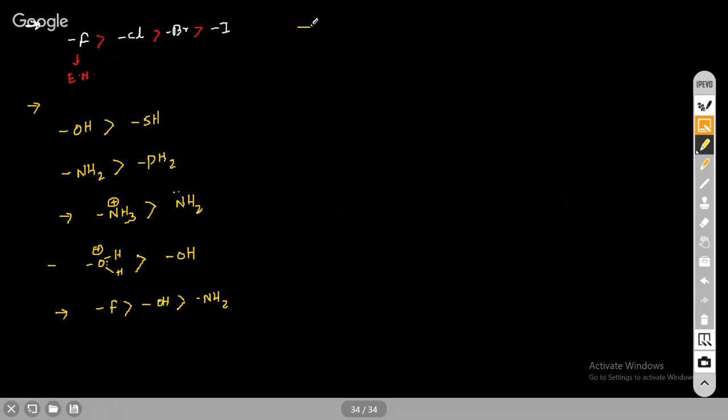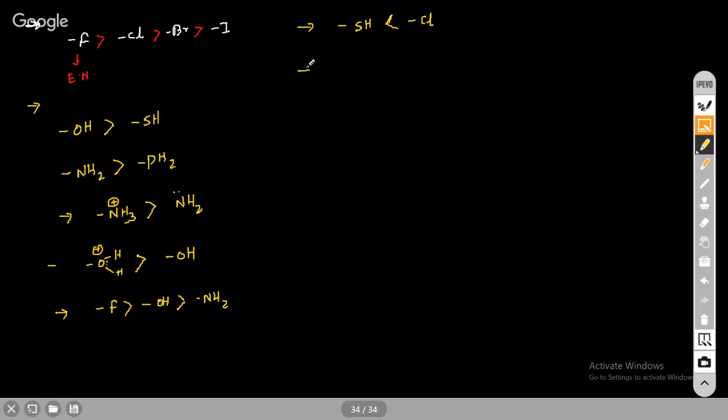Next one you see, if I ask you to compare SH and chlorine. SH and chlorine. Chlorine here is more electronegative. Size is also one of the factors we have here, right? But since both belong to the third period, size will not be the major factor here. Electronegativity of chlorine is more, so minus I is more.